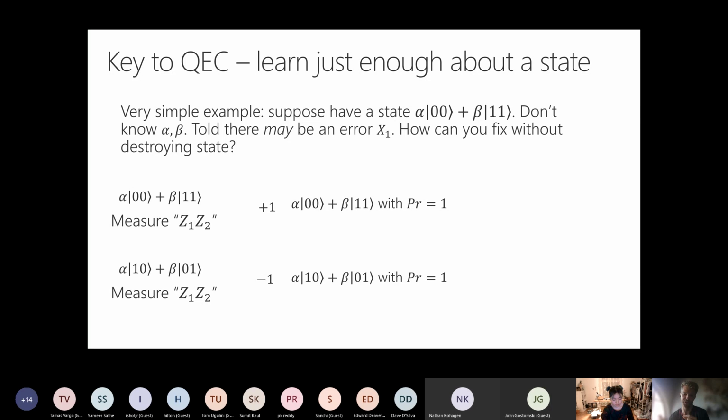And so our correction procedure should be, after we've measured the parity, if we get plus 1 parity, don't do anything. And if we get minus 1 parity, flip the first bit, so apply an X1. And that will recover the original state. So this is an example where we didn't collapse anything about alpha and beta, but we did learn about whether an error had occurred or not, and we know how to fix it.